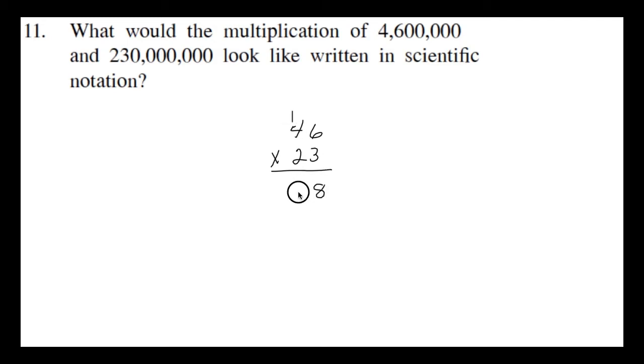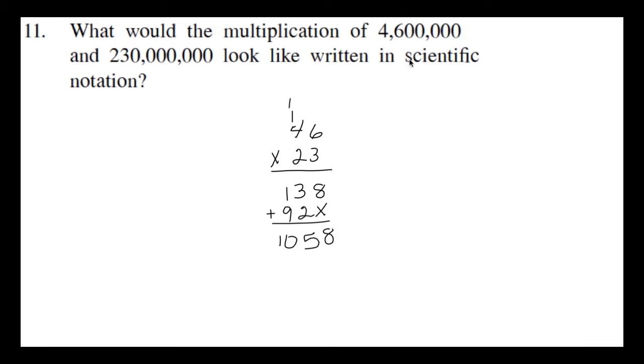So 12, 13, go over a place. So that's 12. So that's 8, 9. Add those up. So I get 8, 5, 10. Okay, that's not ready for scientific notation.